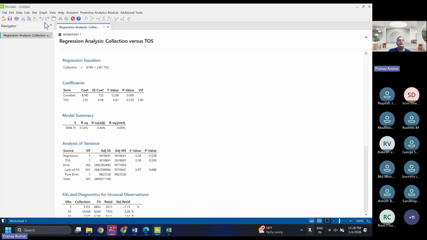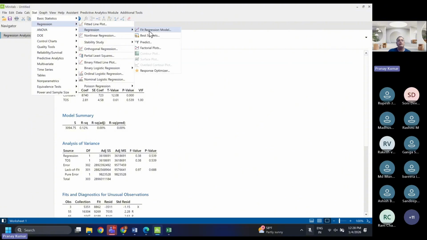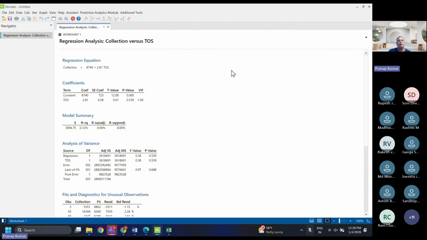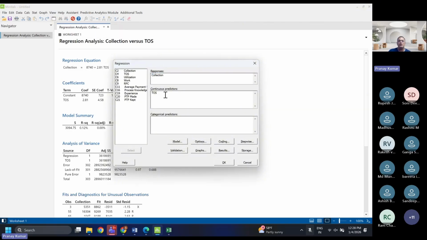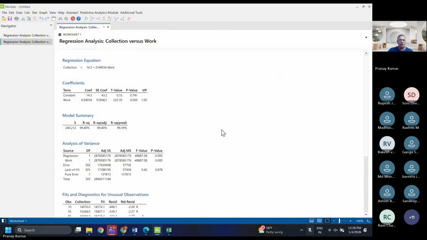Again, I do the same thing: stats, regression, fit regression model. Or because I've already done the regression once, I can click this button below view and it says edit last dialog box. I can use it, remove time on system and add the next factor. Let's say work. Press OK. Now look at your results.